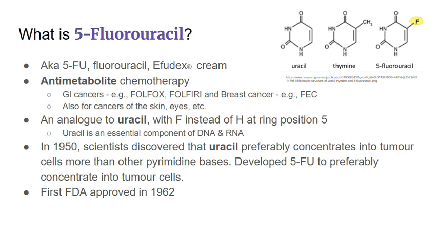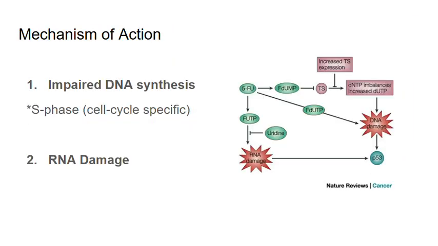It was first FDA approved in the 60s and is now used in various chemotherapy regimens such as FOLFOX for GI cancers. 5-FU can cause RNA damage because its metabolite is used in place of a uracil metabolite structure. It also causes DNA damage.